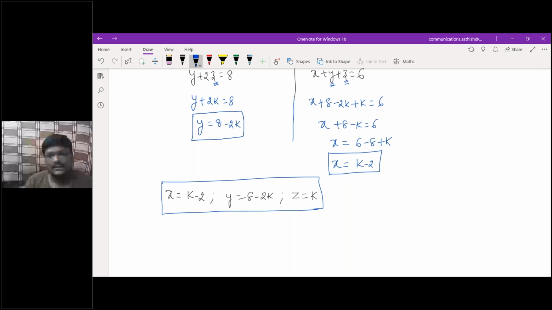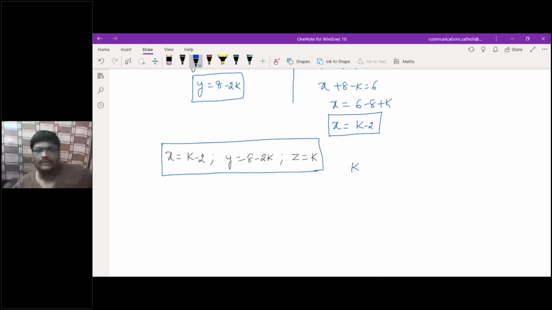You people will have a doubt. Sir, here I'm having x as k minus 2, y as 8 minus 2k, and z as k. You can ask me that, sir, only one value is there, then you can call that a solution. It's a wrong statement. If you vary the value of your k from minus infinity to plus infinity, accordingly the x value, y value, z value will vary or not?